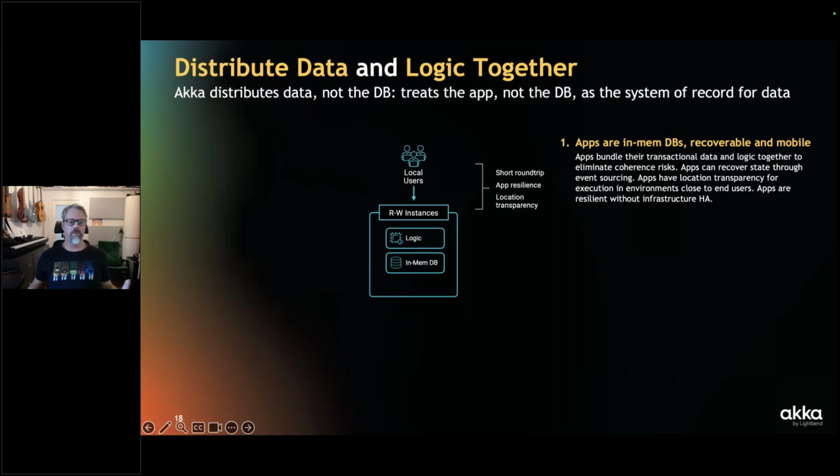First, I think it's really important to bundle logic and state. I've talked about this a few slides back. State is embedded as an in-memory database inside each service. That means the app itself is the system of record, not the database. If we're able to achieve that, we can distribute the data up in the app tier instead of down at the database or infrastructure level. And it gives us a full consistency boundary.